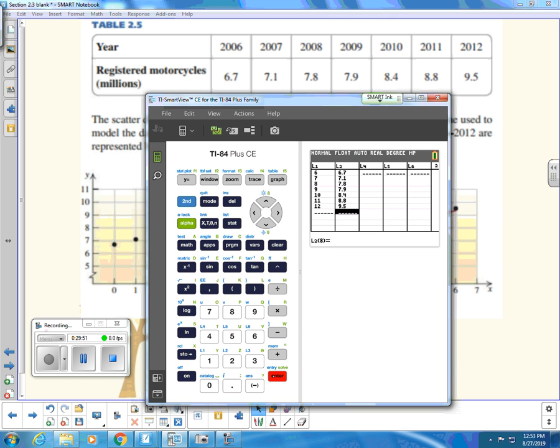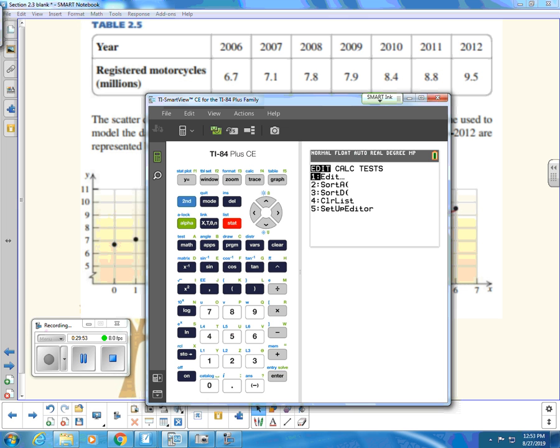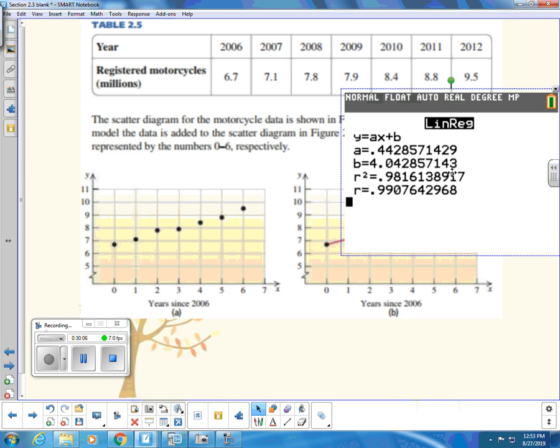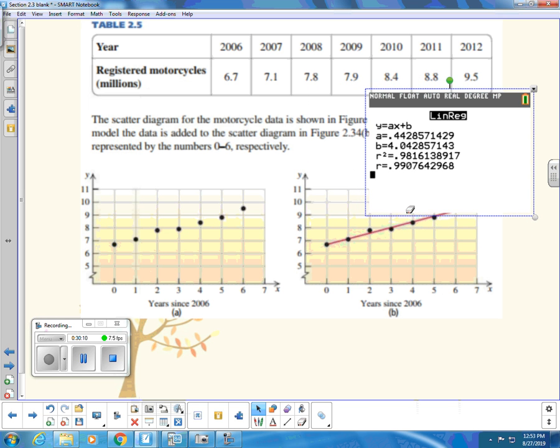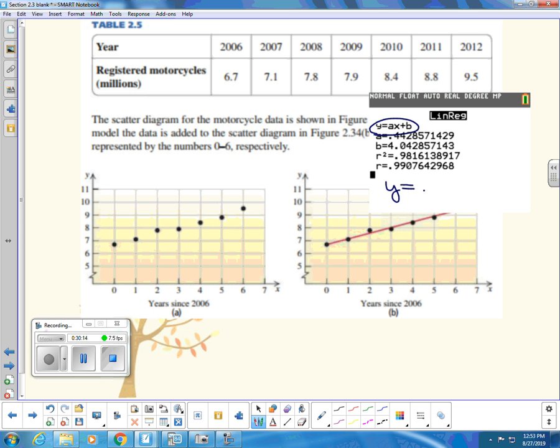So you get them all put in there, then go back at the Stat, and we're going to calculate. The line of regression is number 4. Just make sure it says L1, L2, like you did with your table, and that's the equation. Okay, so when we write the equation, they're giving you the setup right here. So y equals the a times x plus your b. And I rounded to the nearest hundredth.